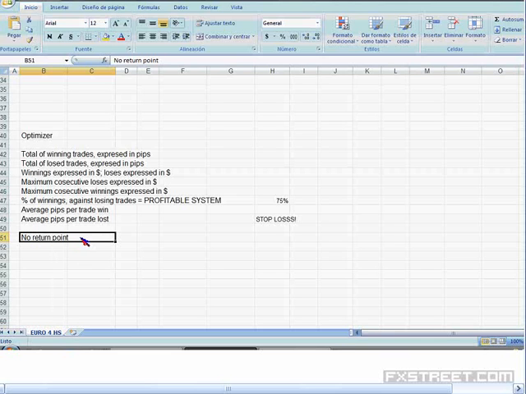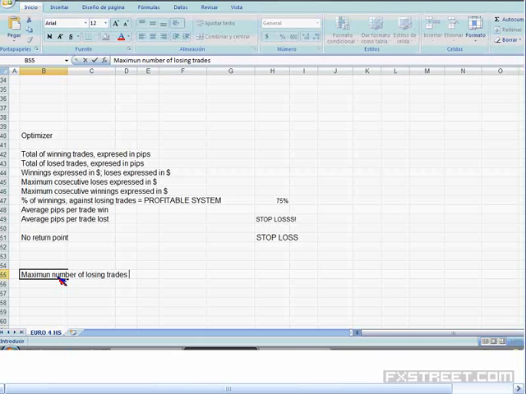And I want to know where the no return point is. The no return point is the maximum drawdown I can accept before the market ends up getting me, and it will also be needed to set the stop loss, okay? That's the no return point. That's the information I want to know. I also want to know, expressed in number, the maximum number of losing trades in a row, okay?